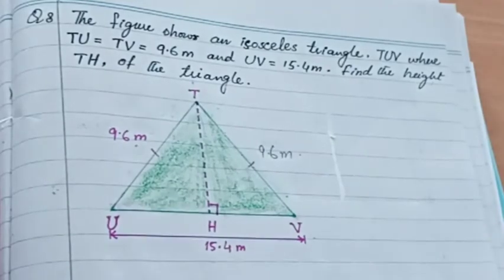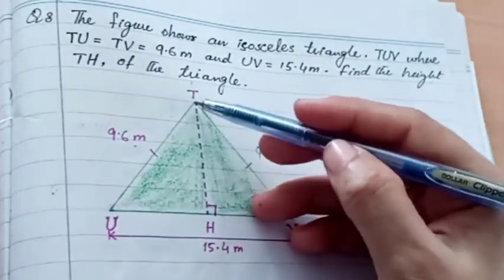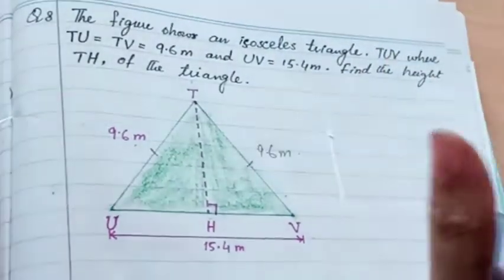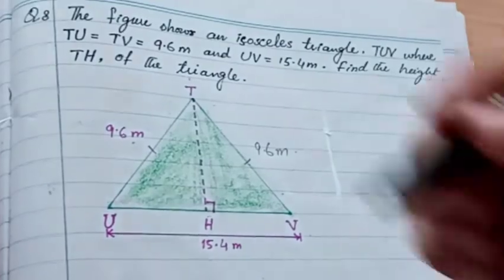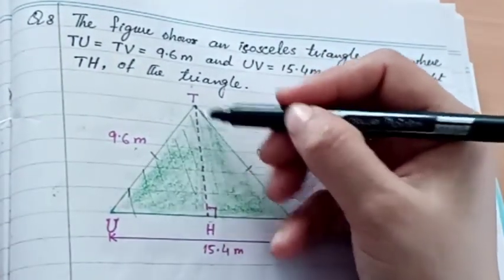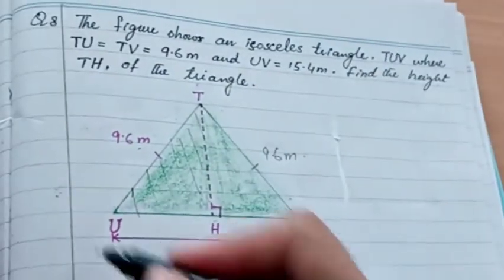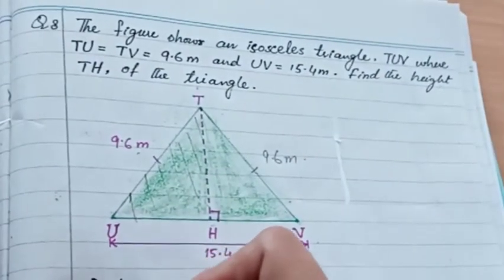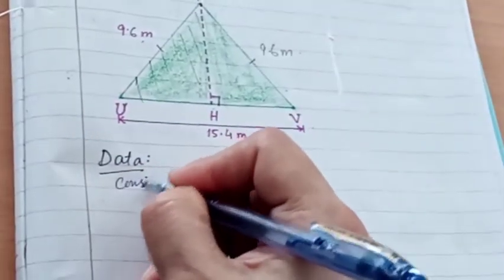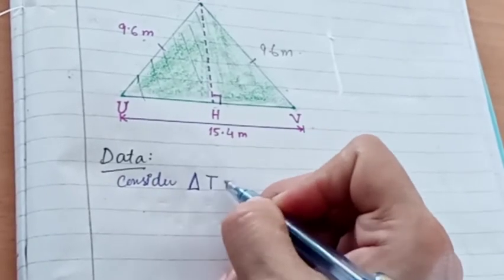So you can consider any of the triangles, that is THU and THV. I am considering this triangle THU. So I am making its data first. Consider triangle THU.